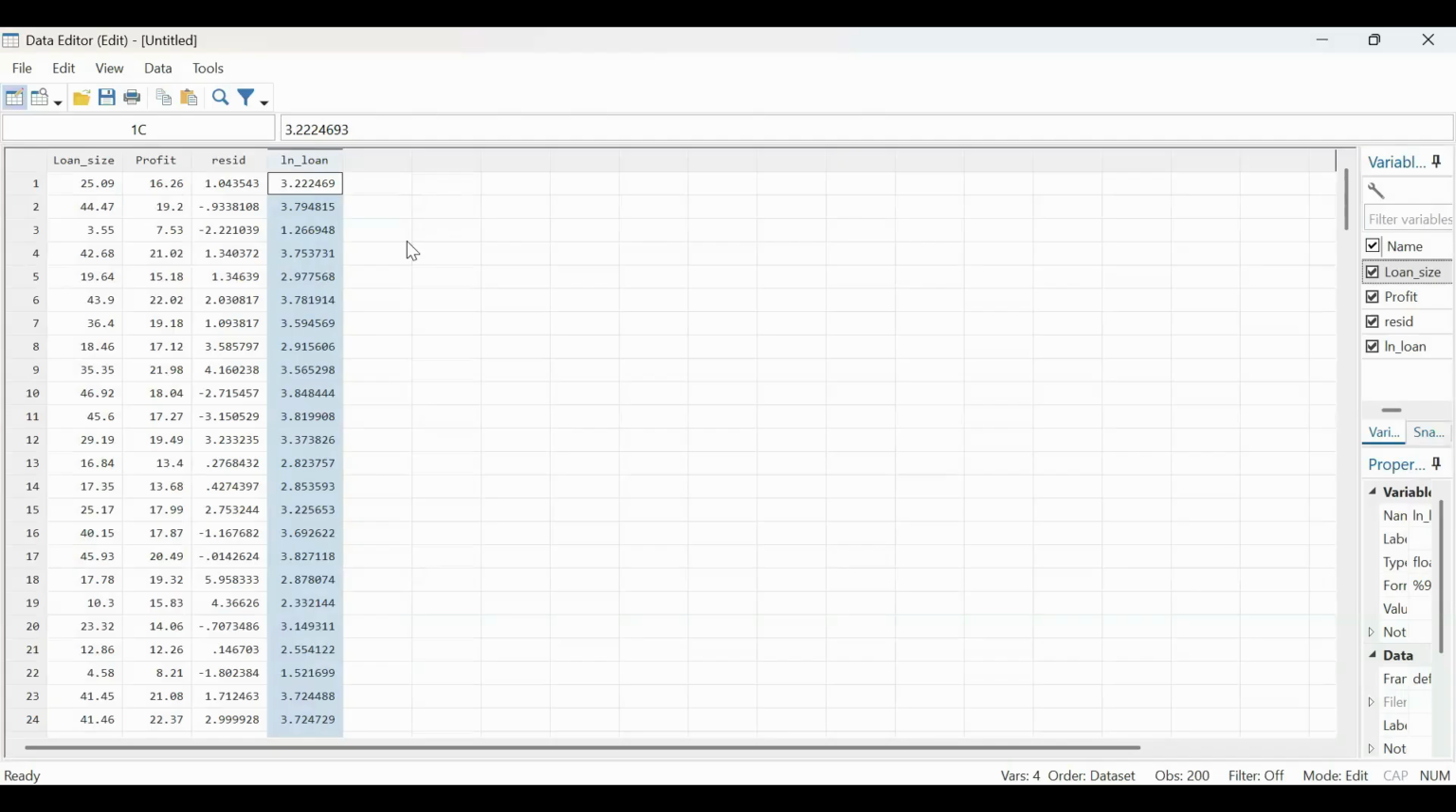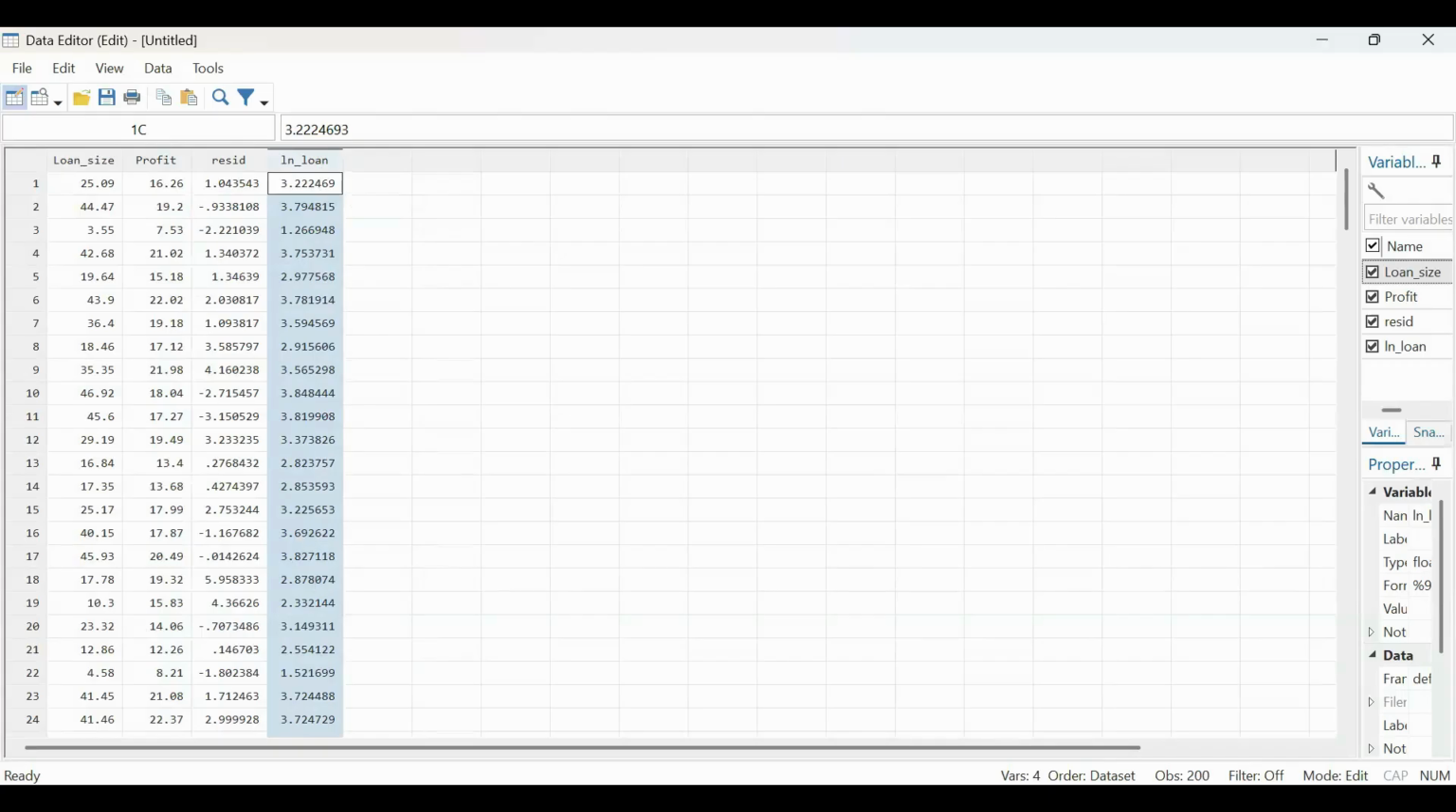Okay. Good. So another variable has been created. So we have 2 more variables, the residuals and the natural logarithm of loan, that have been created. So now we want to regress profit on what? On the natural logarithm of loan. So that was the second command. Okay. So all of them have been created.